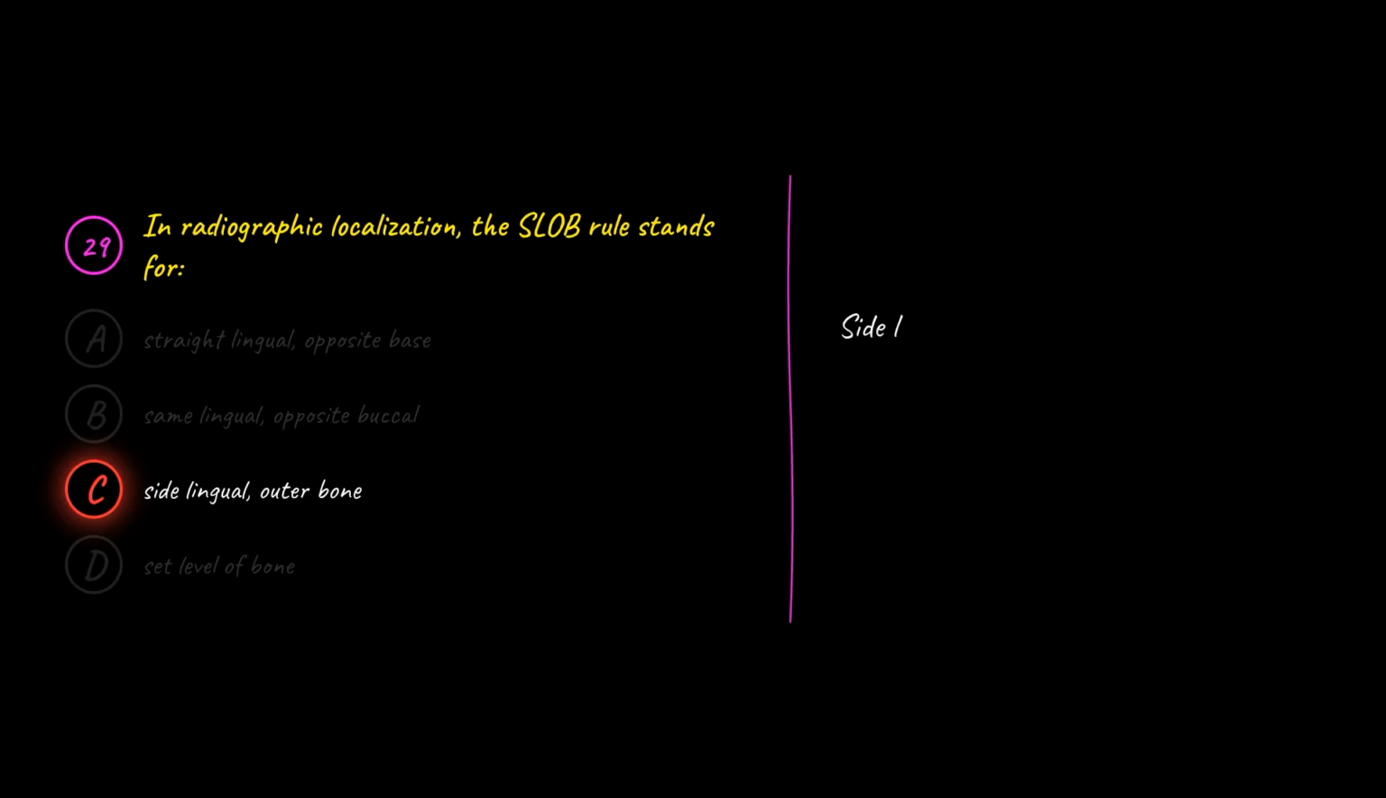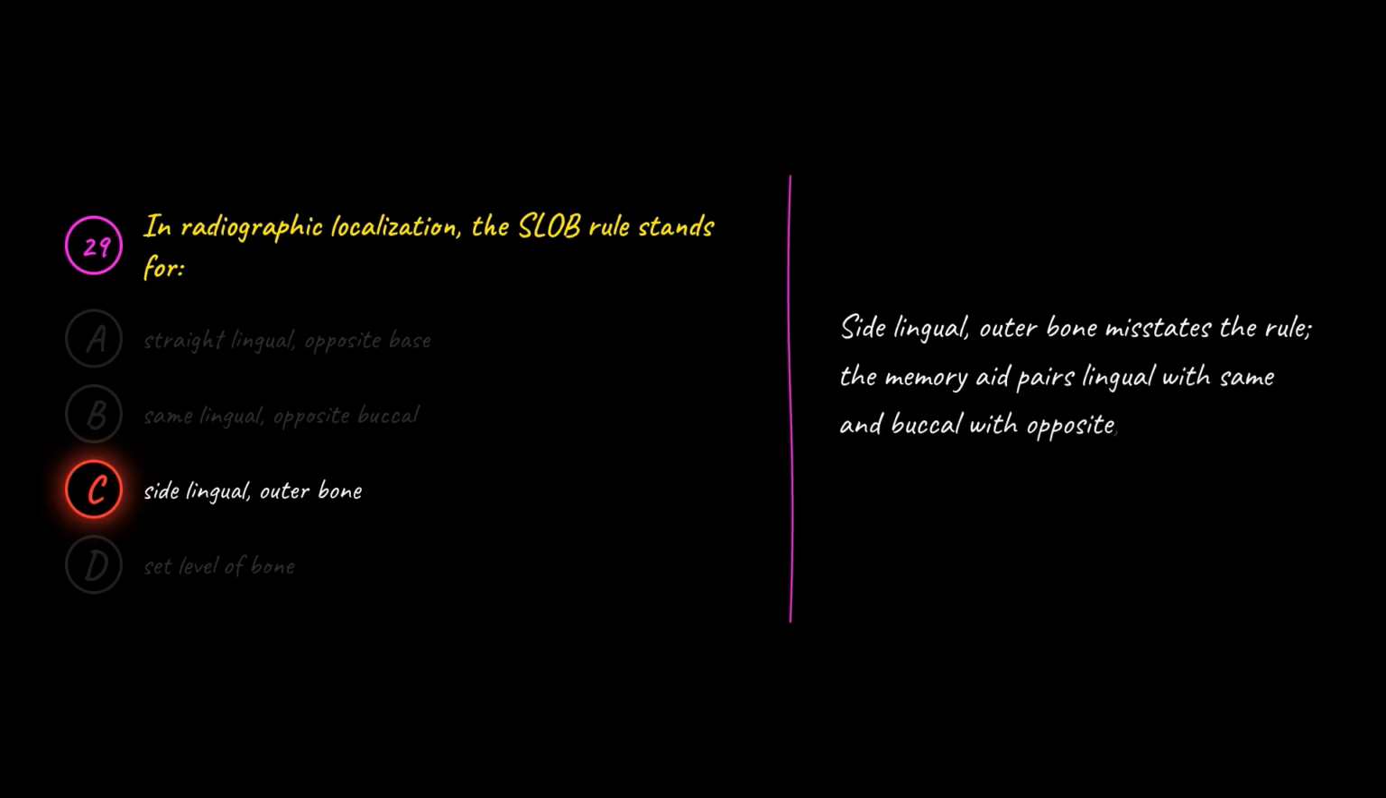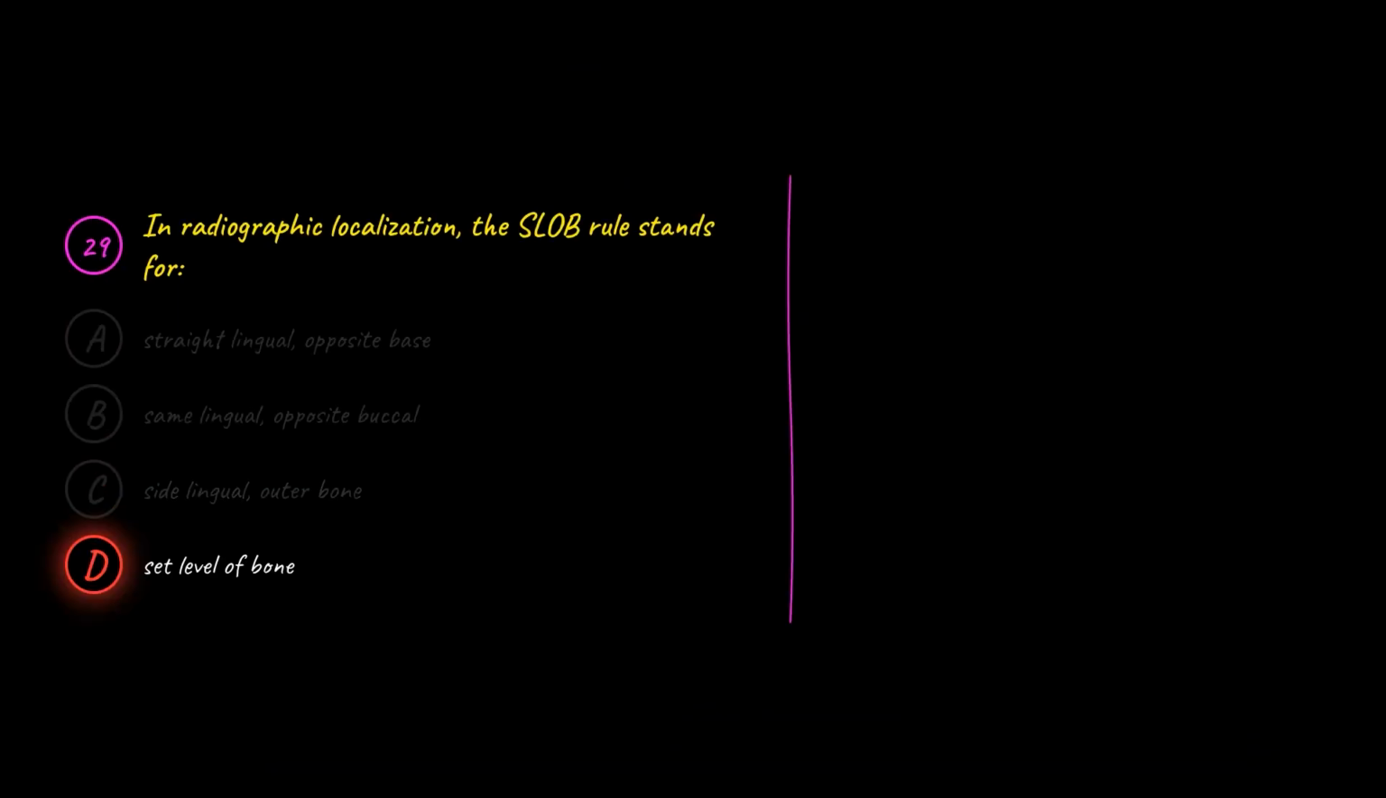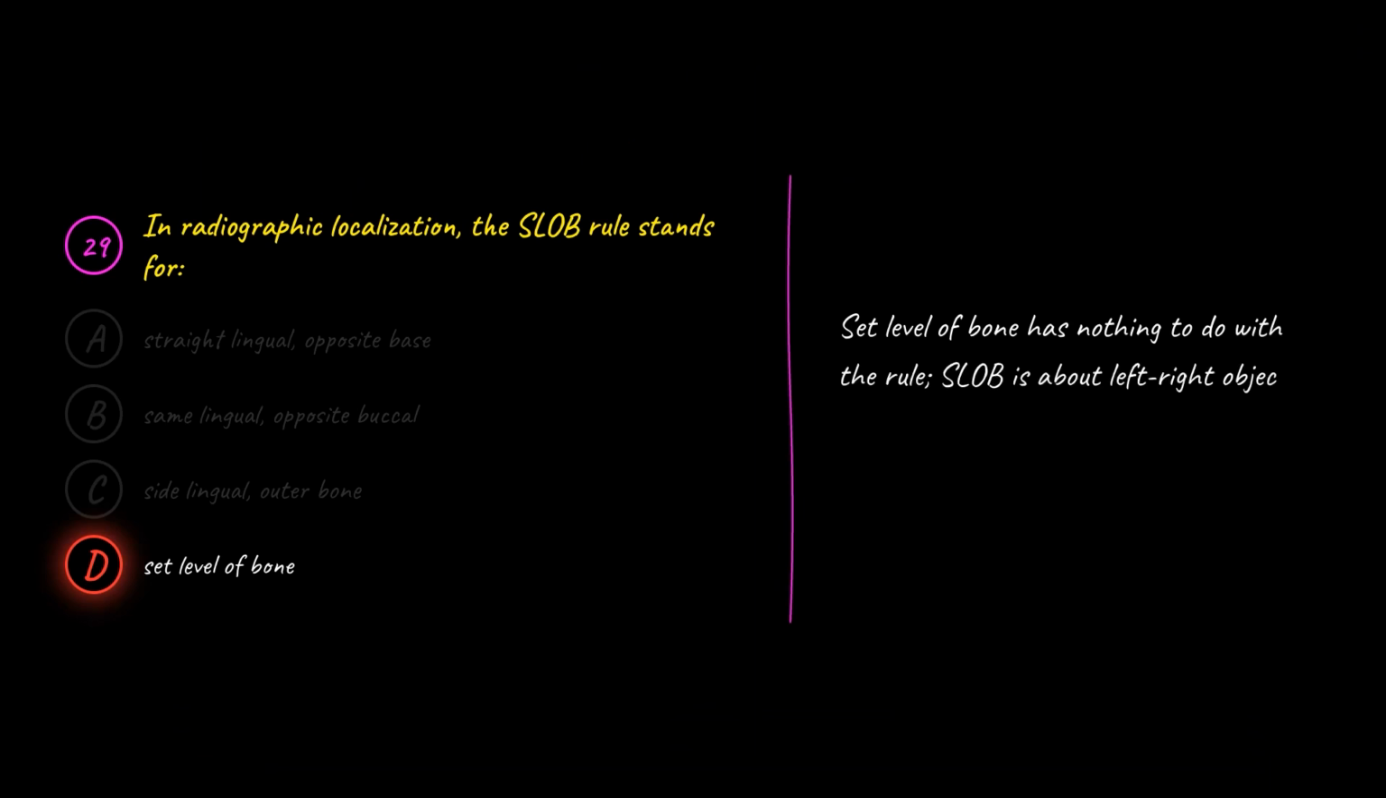C is wrong because side lingual, outer bone, misstates the rule. The memory aid pairs lingual with same and buccal with opposite, not vague terms like side and outer bone. D is wrong because set, level of bone has nothing to do with the rule. SLOB is about left-right object movement with a tube shift, not about measuring bone height.